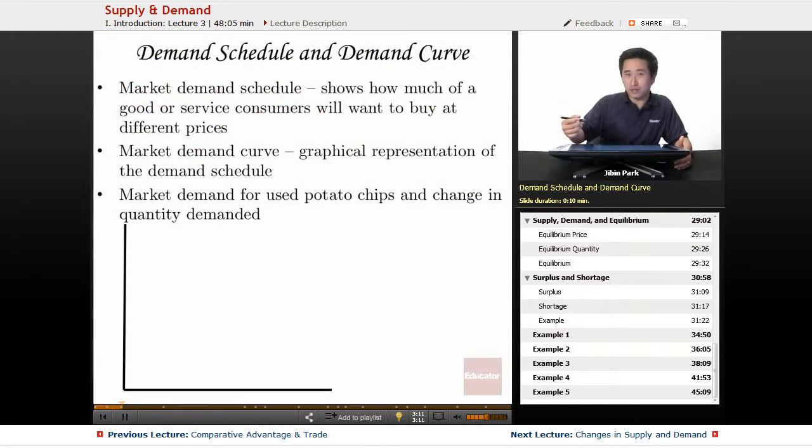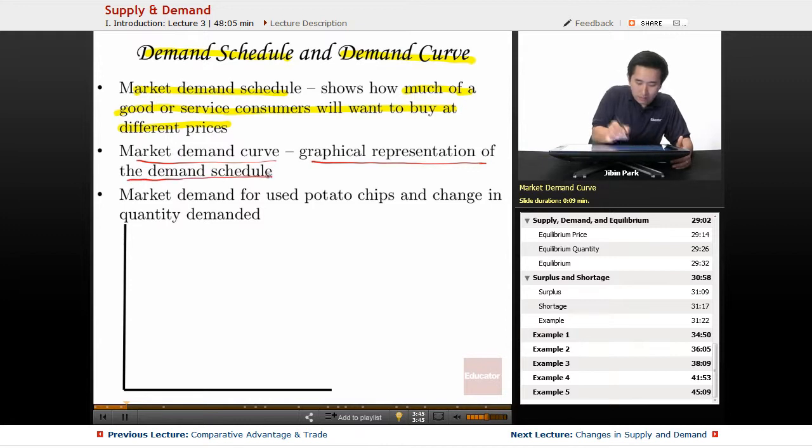So let's take a look first at the demand schedule and demand curve. A market demand schedule shows how much of a good or service consumers will want to buy at different prices. So it's just a relationship between price and quantity. You use different prices and see what the quantity would be. Whereas a market demand curve is a graphical representation of the demand schedule.